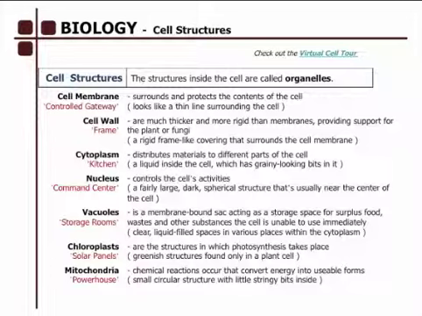You compare that to a cell wall, which is kind of like a frame. They are much thicker and more rigid than membranes, providing support for plants and fungi. It is the rigid frame-like covering that surrounds the cell membrane. You look at the cytoplasm. Its characteristics are kind of like the kitchen. It distributes the material to different parts of the cell. It is the liquid inside of the cell, which has grainy looking bits in it.